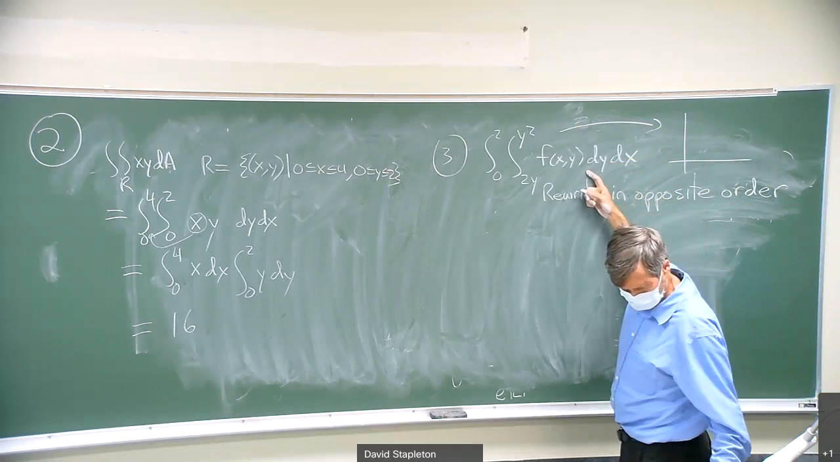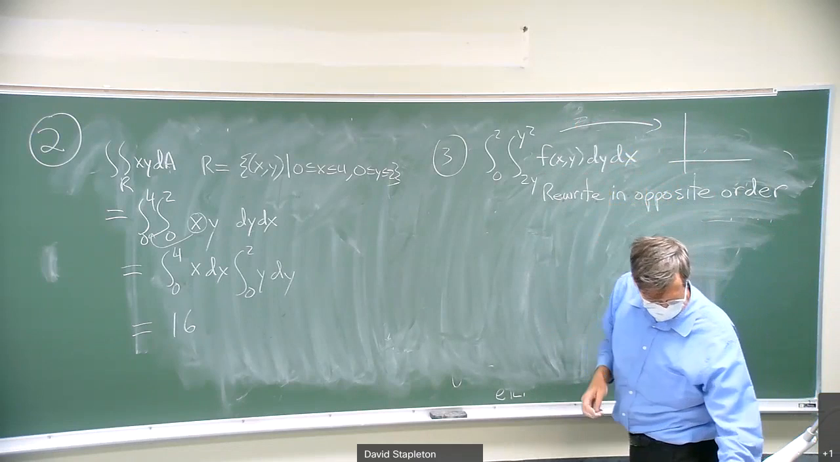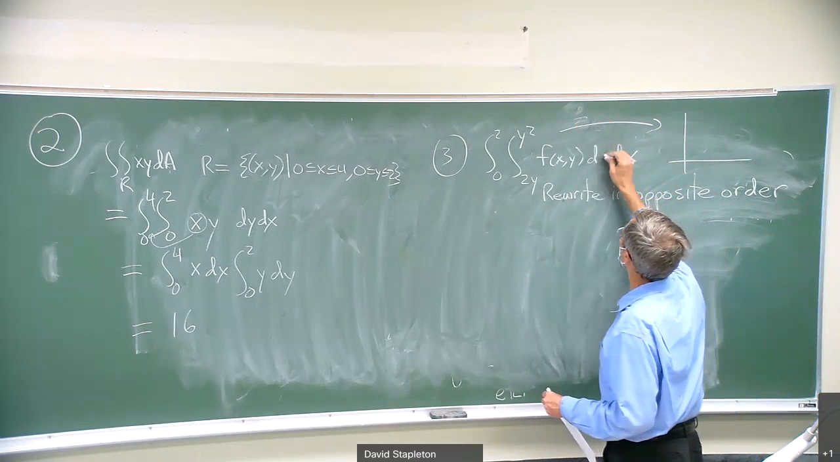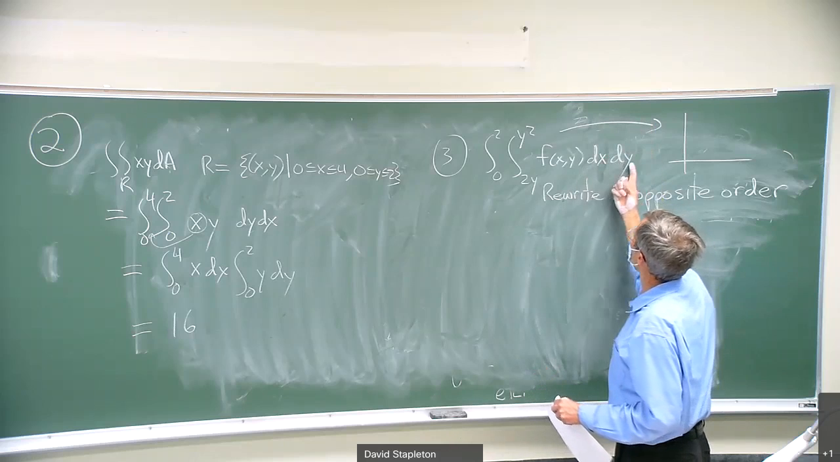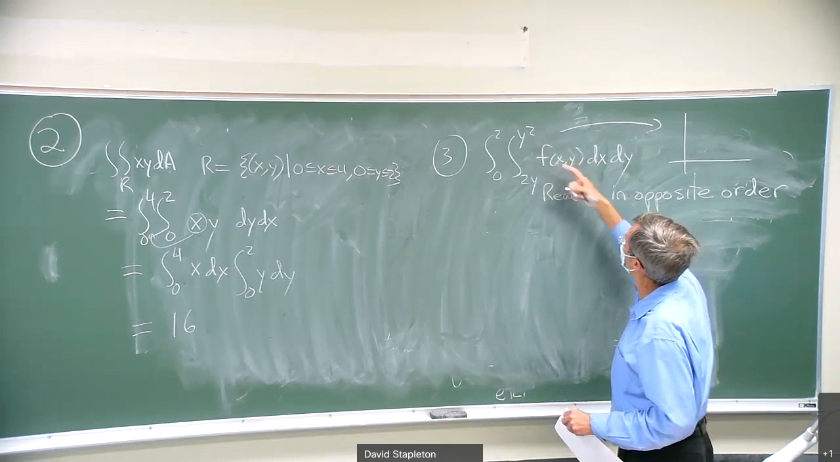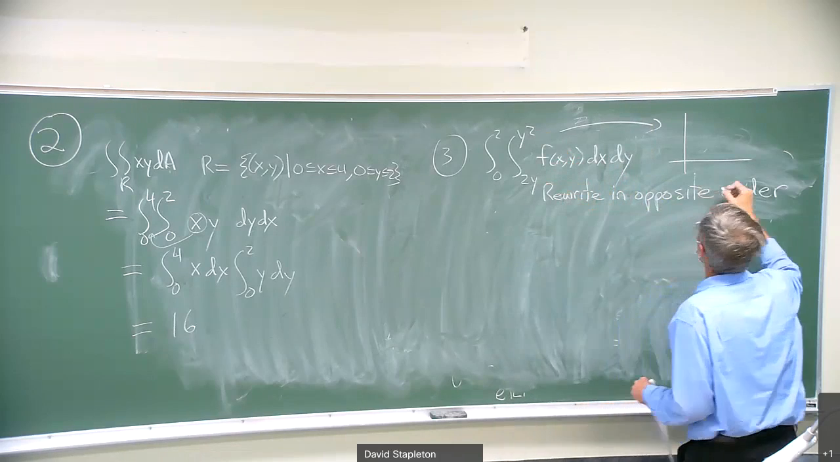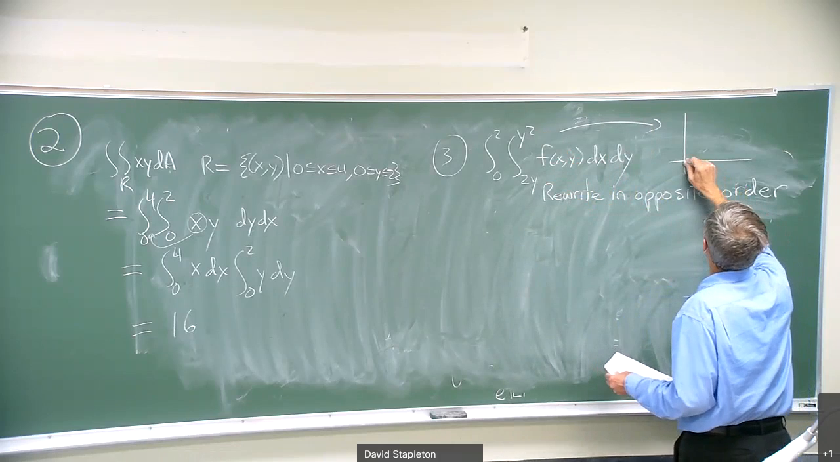Oops, wait a minute. It says dx dy. I wrote it wrong. Since dy is on the outside, the x is on the inside. You're letting x go between the two curves: x equals 2y, and x equals 2y.